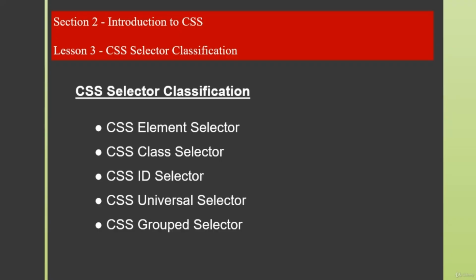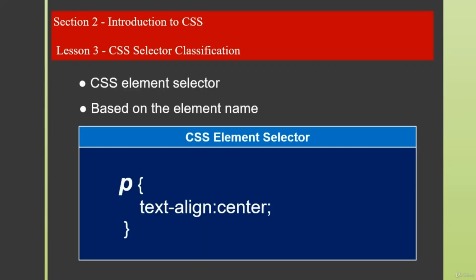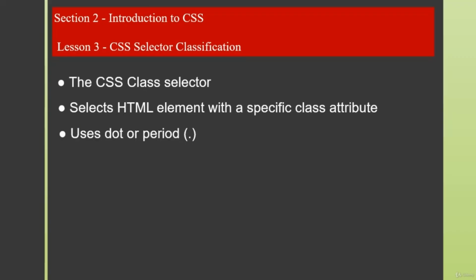Let us first understand what the element selector is. The element selector selects HTML elements based on the element name. An example of an element selector is displayed on the slide. P stands for paragraph, and all the style declarations that we write within the P element CSS selector will be applied to all the paragraph elements within the HTML document.